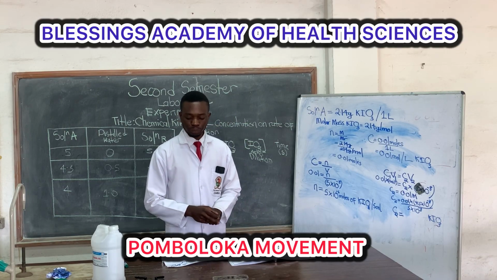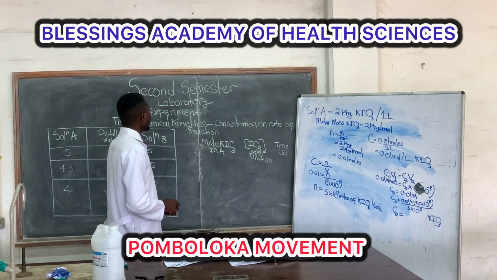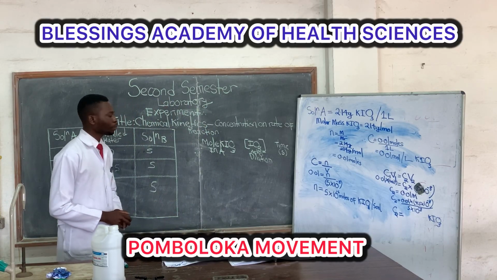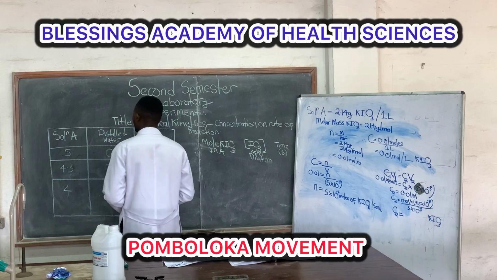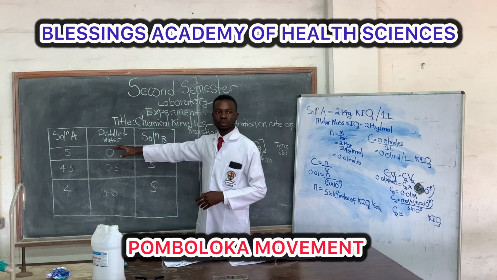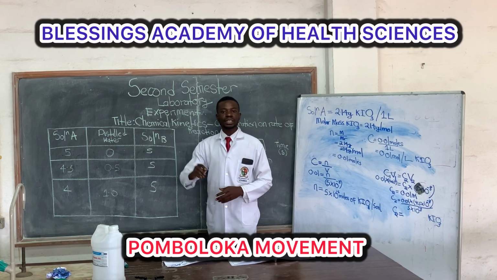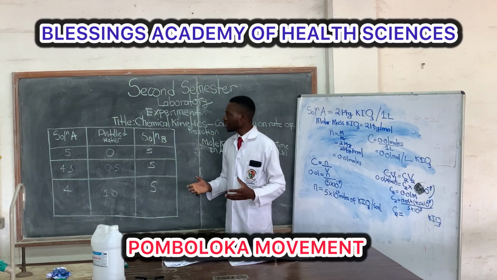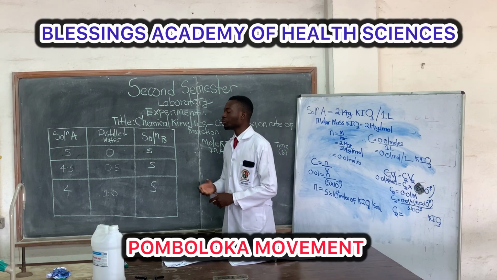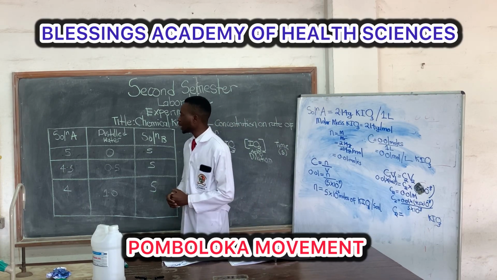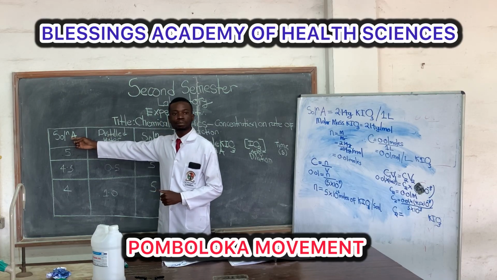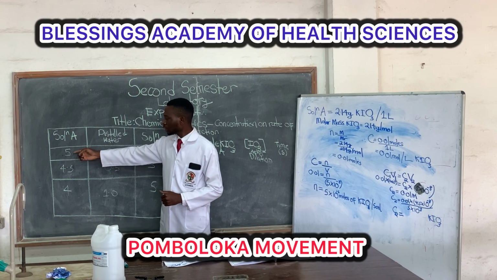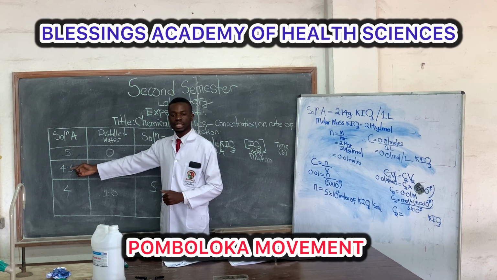So what are we supposed to do? You're supposed to understand that when you get back to your lab manual, you've been given something very important here, which is a table. This table has solution A and solution B. The volumes of these solutions have been given. For solution A, when you get back to your table, there's 5 mLs, there's 4.5 mLs, then there's 4.